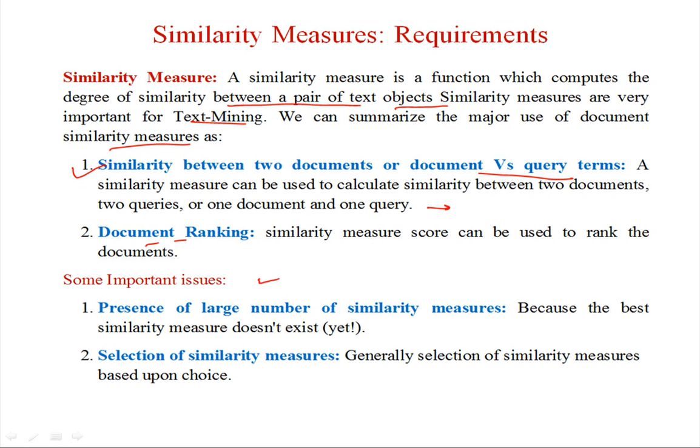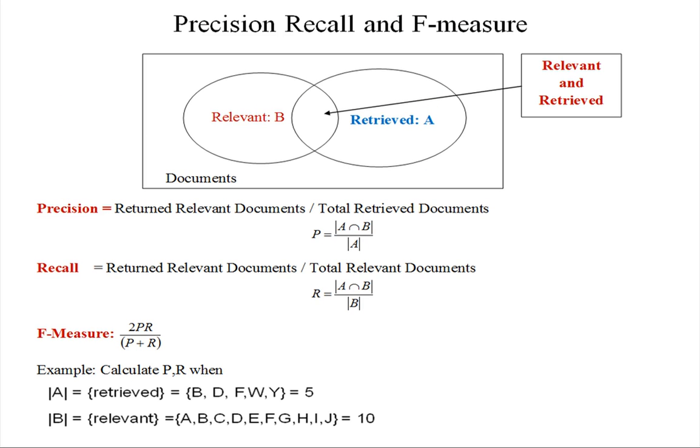Some important points: the presence of a large number of similarity measures. Actually, as I discussed earlier, there exist a lot of similarity measures or similarity measure based techniques, but none of them is the best. According to the situation, we can select any of them for optimal performance. Selection of similarity measures is generally based upon choice or requirement, so that we can get optimal performance. So let us first start with similarity measures based on matching.